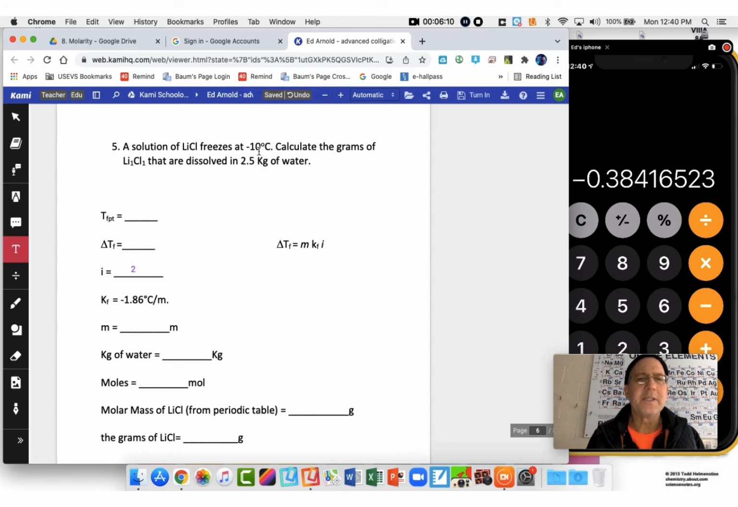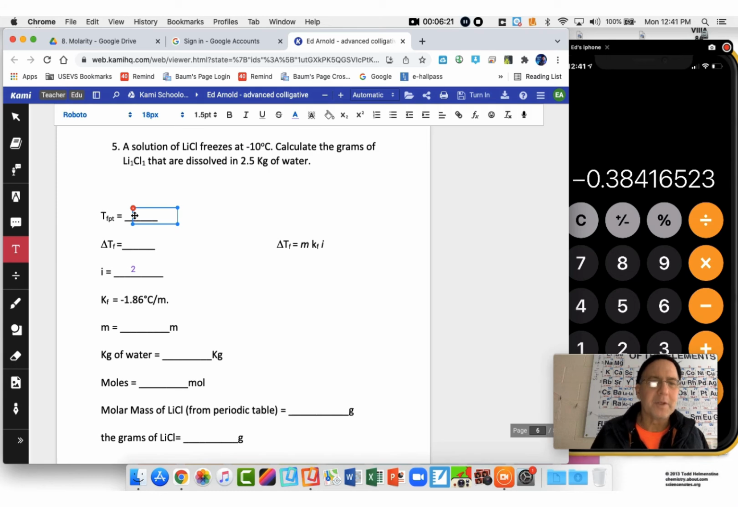It says it freezes at negative 10 degrees Celsius. Usually water freezes at 0, so that's a change in temperature of about 10 degrees Celsius. So let's put that in there for the freezing point.